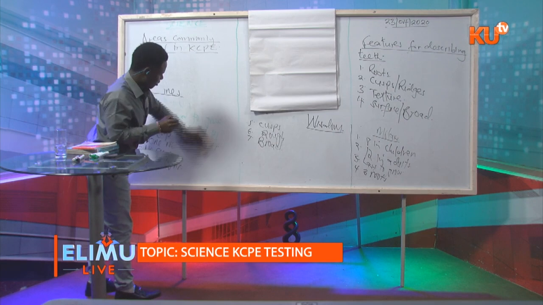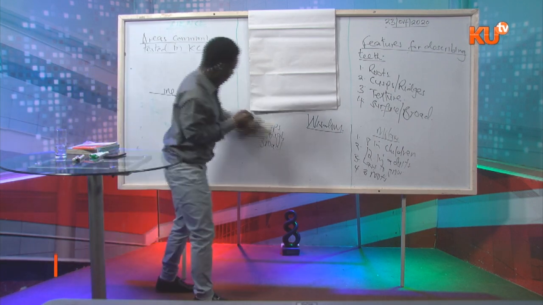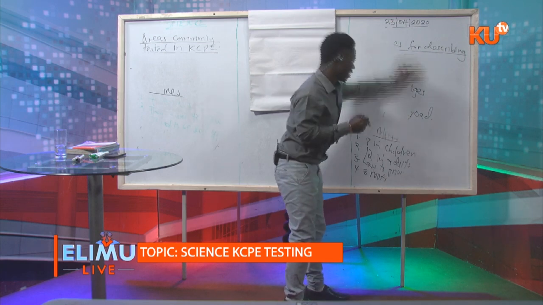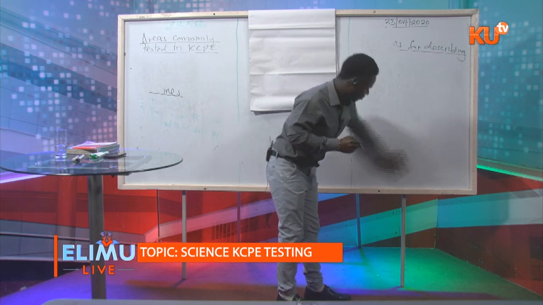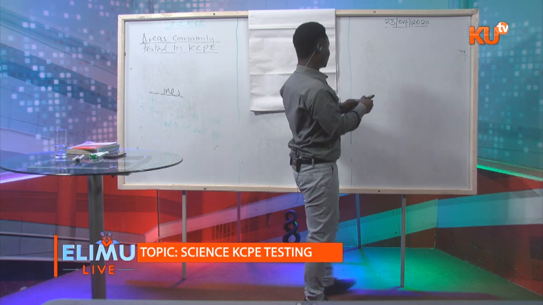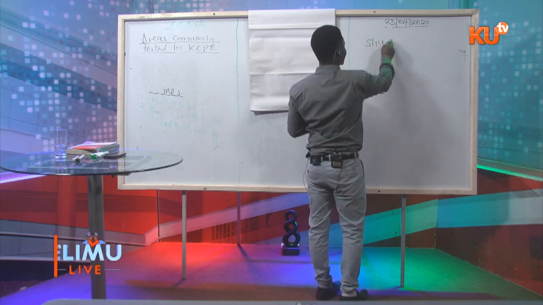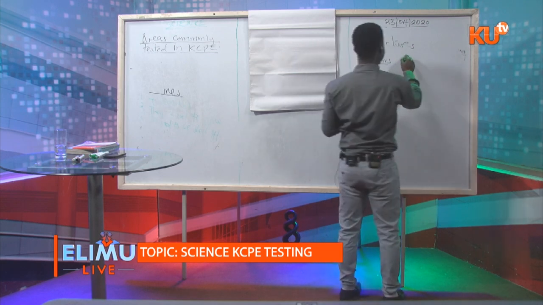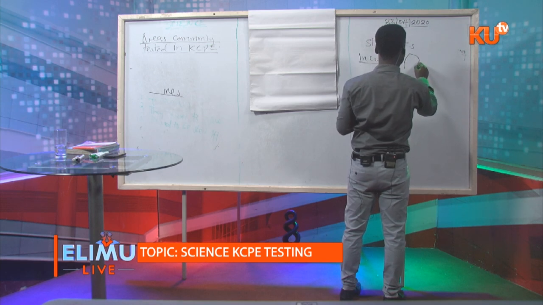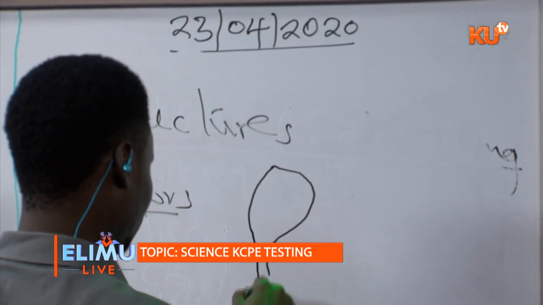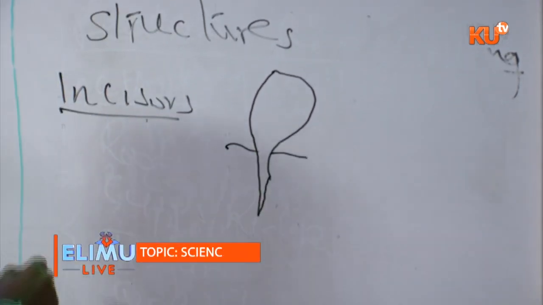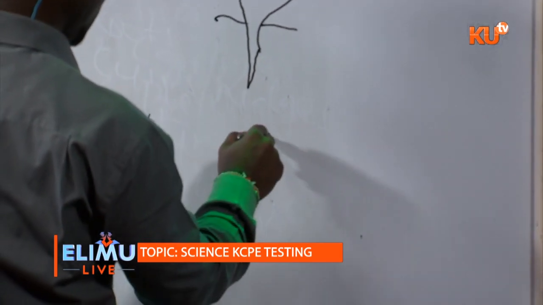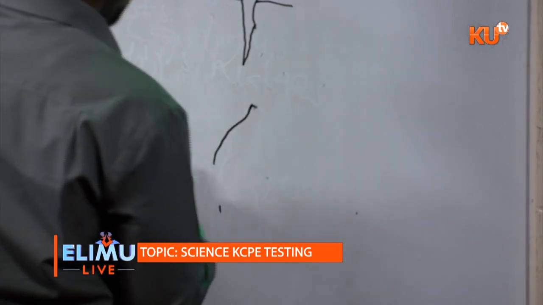Now, after that, you also need to understand the structures of these teeth. How do they look? Given one, are you able to identify it? Very, very important. So let us look at their structures. Incisors. How do incisors look like? I'm not a good artist. Then we have the canines.